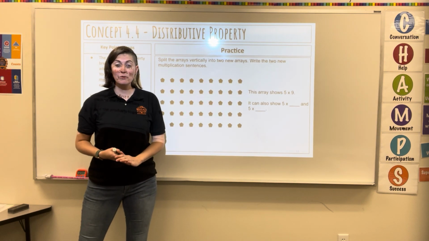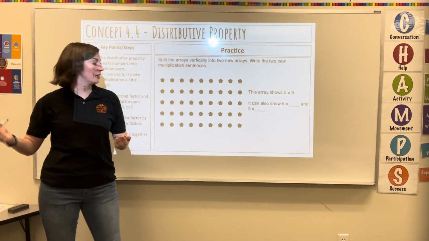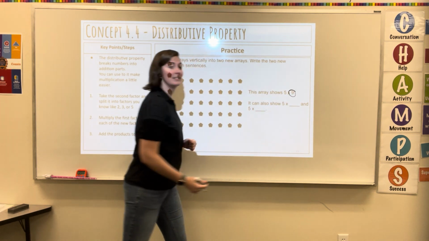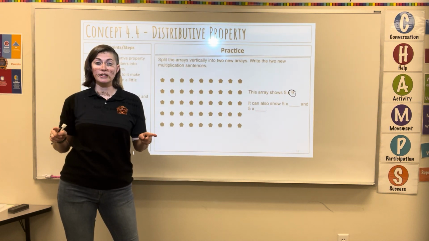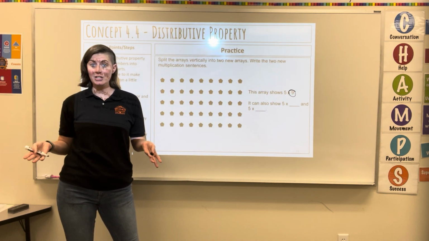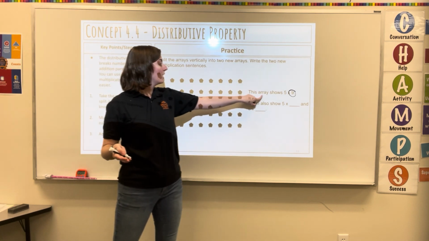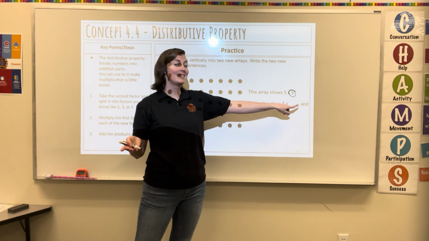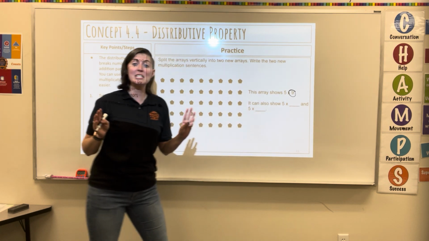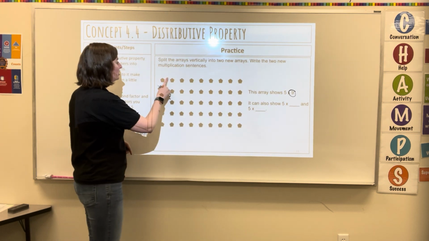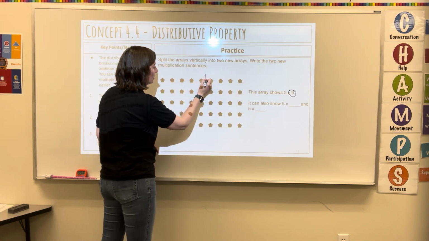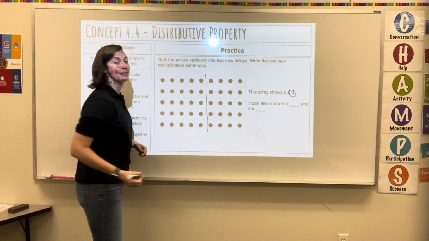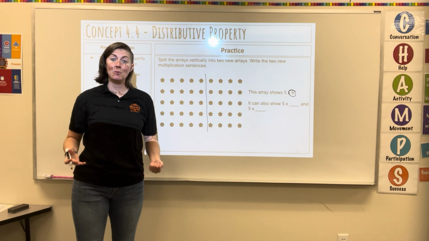Now, in the distributive property, we can break up the bigger number. We can break up this 9 into smaller numbers that's going to help us with our multiplication. So it shows 5 times 9, but it could also show 5 times something and 5 times something. We're going to split this array 1, 2, 3, 4, 5 to make it easier for us to multiply.